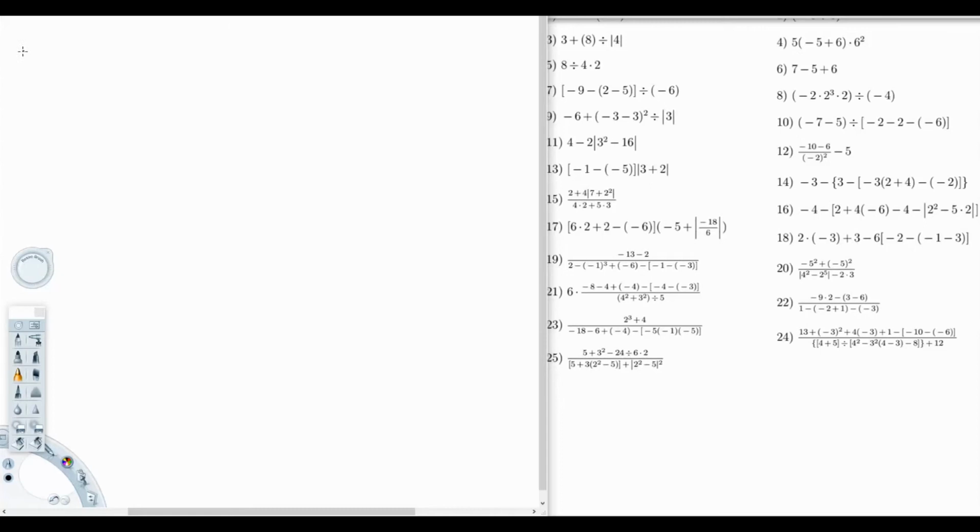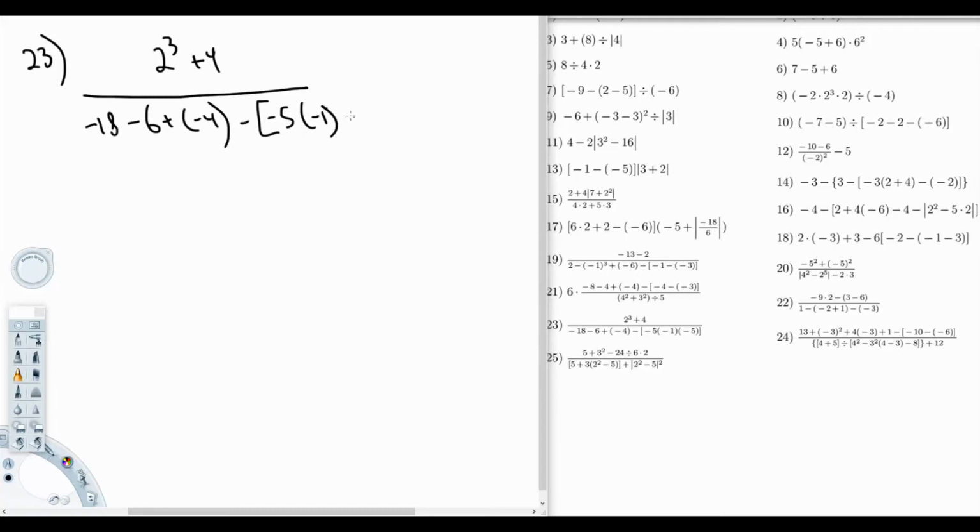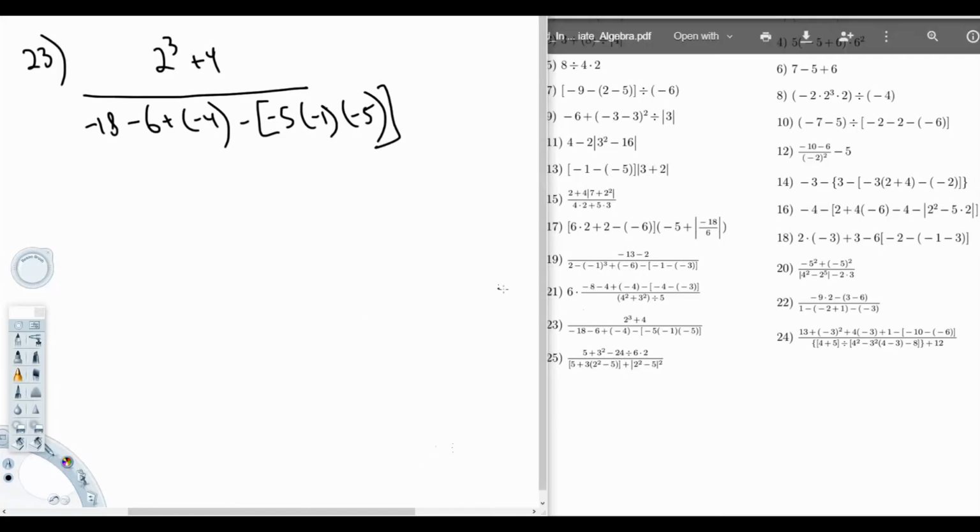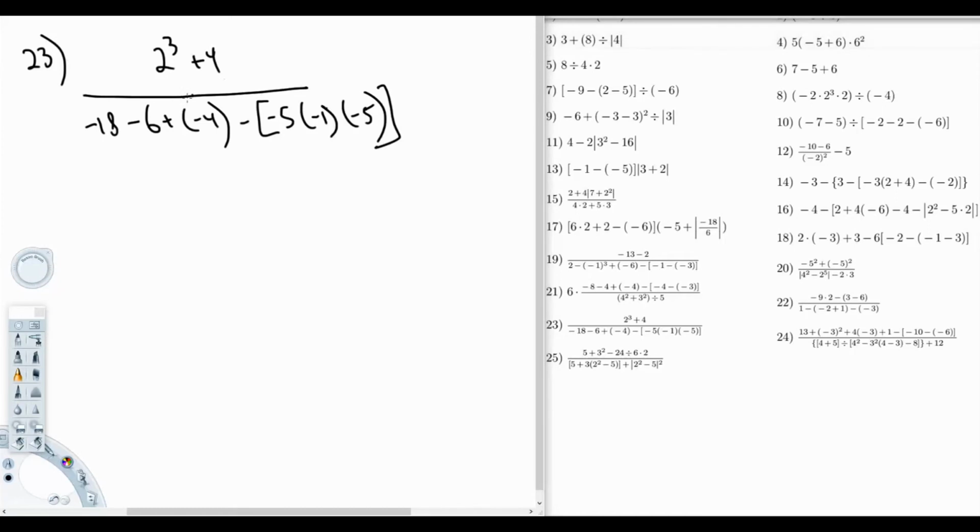Number 23, killer number 23. 2 cubed plus 4 over minus 18 minus 6 plus minus 4 minus minus 5 times minus 1 minus 5. Let me move this over so we can see more clearly. Okie dokie. So this is a giant fraction, right? We'll solve the top because it's easy.